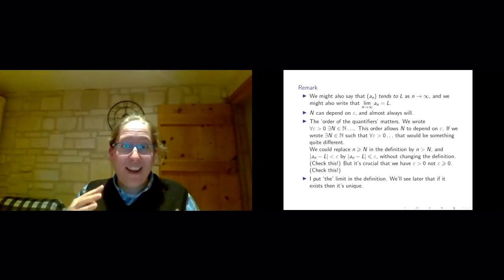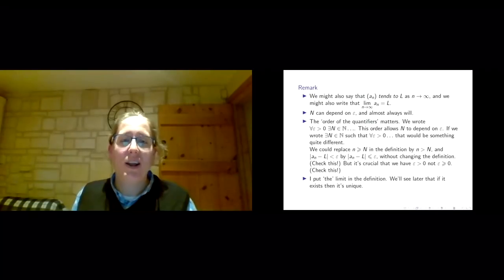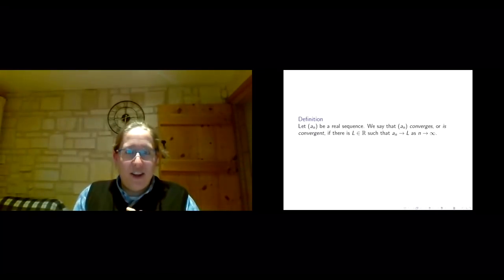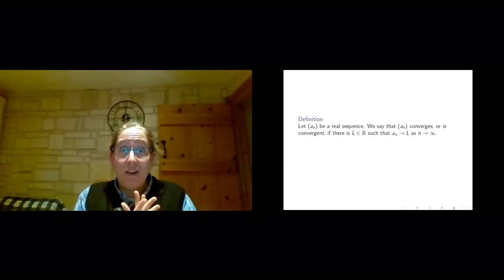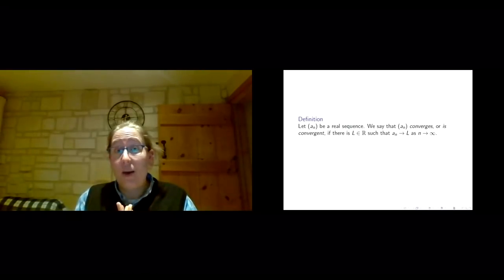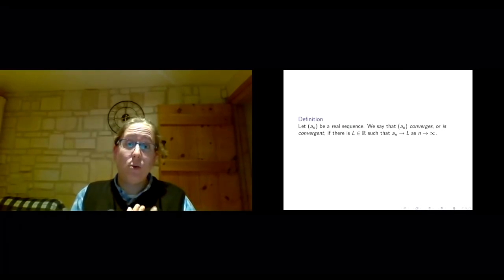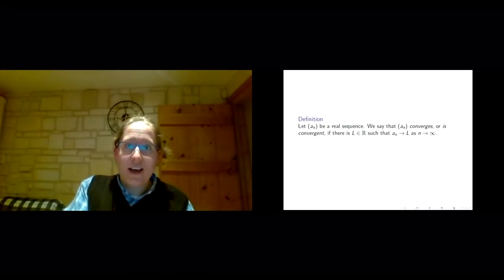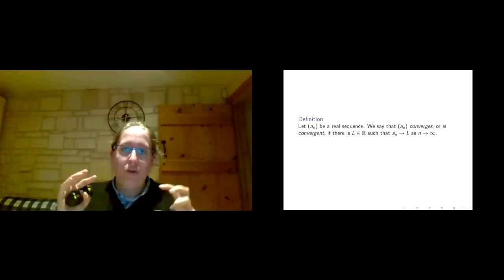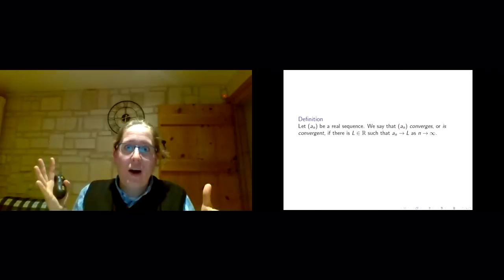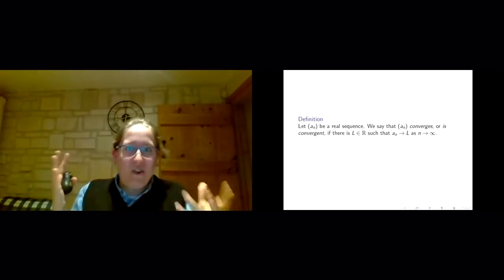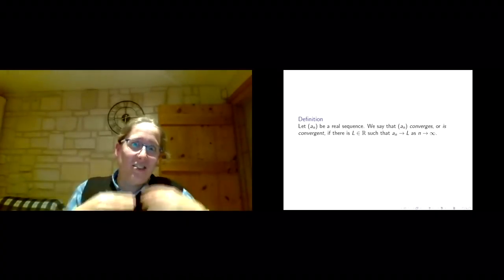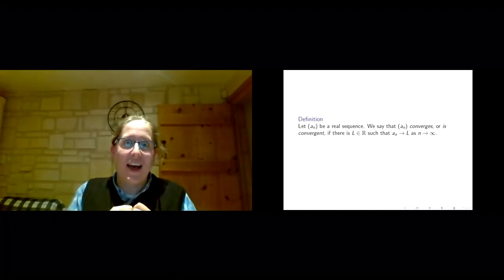So I've talked about tending to a particular limit, convergence to a limit. Now the definition: if we've got a real sequence an, we say that the sequence an converges or is convergent if there is an L in the real numbers such that an tends to L as n tends to infinity. So the first definition with the epsilon and stuff was converging to a specific limit L. And then what does it mean for a real sequence to converge? It just means it converges to some limit. There is an L such that the sequence converges to that L.